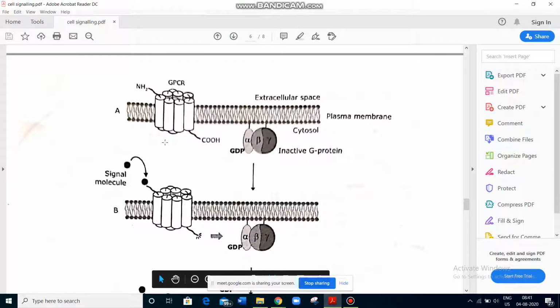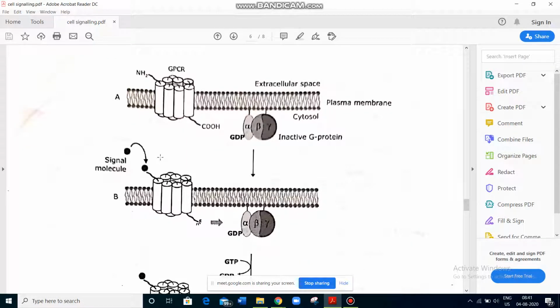So now we will discuss the schematic diagram, that is, the pictorial view, of how the process of the G protein coupled receptor works, including the conformational change that leads to the production of the second messenger molecule. So this is the plasma membrane. This is the extracellular space. This is the cytosol, the intracellular space.